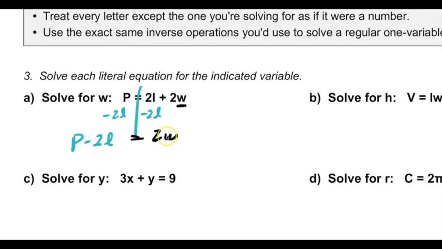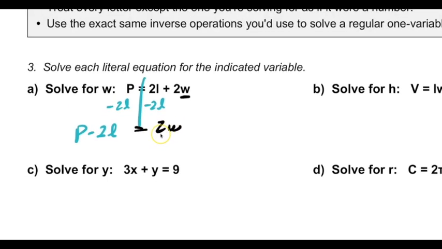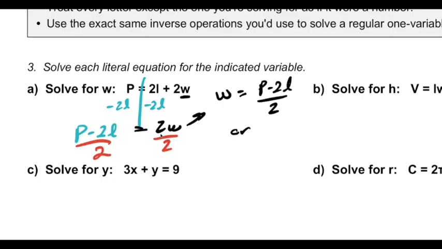Now I want to get rid of the 2, get the w by itself. So we're going to divide by it, right? Right now it's being multiplied by w, so we're going to do the opposite. We're going to divide. And I'm going to get w equals p minus 2l over 2. Or if you want to be a little more slick about it, you could divide each term by 2. And you got p over 2 minus l. Either way is fine. I'd say either answer. They're both technically correct. This one's a little nicer though.